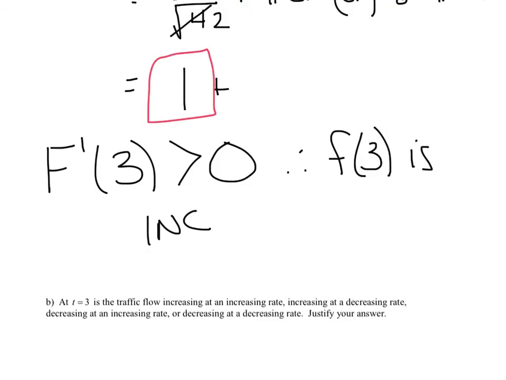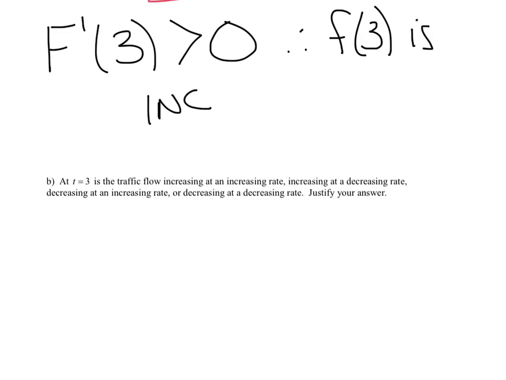Part B. At t equals 3, is the traffic flow increasing at an increasing rate, increasing at a decreasing rate, decreasing at a decreasing rate or decreasing at an increasing rate. Basically, I already know it's not decreasing. I found that out in part A, so I'm going to scratch all those out. Either I'm increasing at an increasing rate or increasing at a decreasing rate.